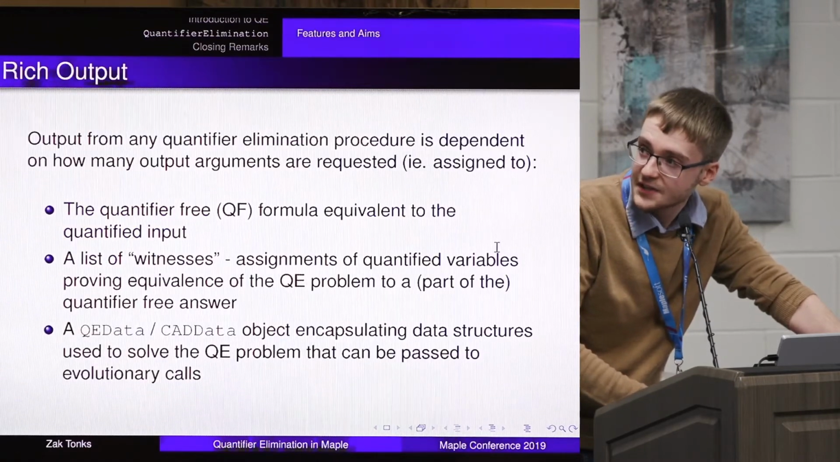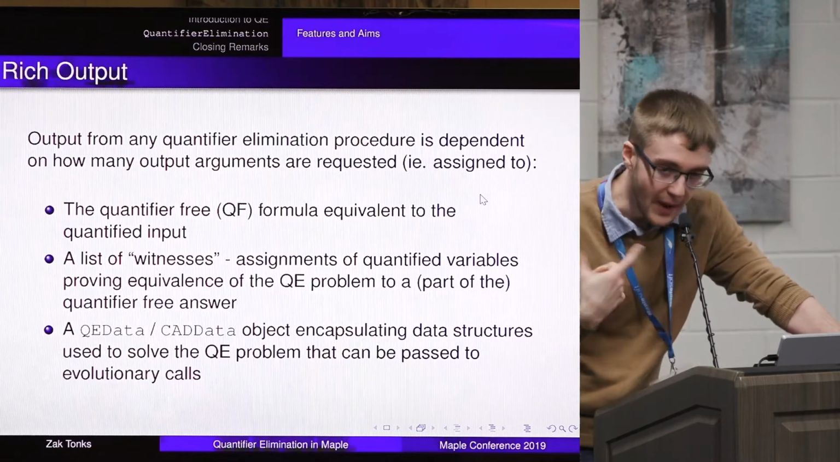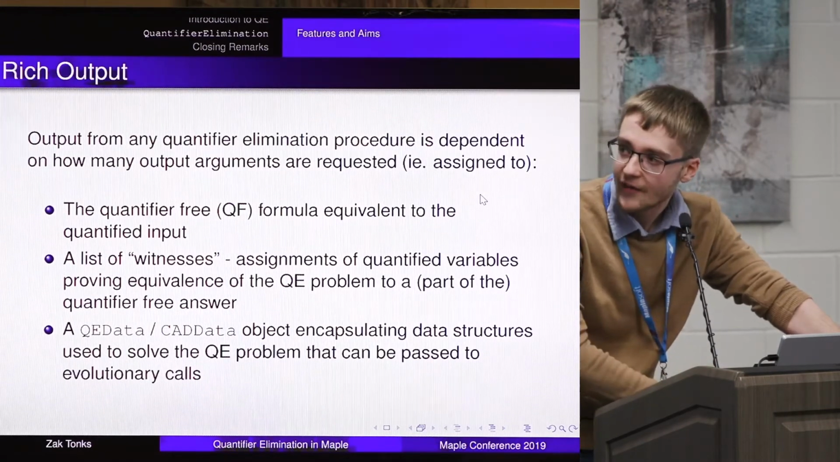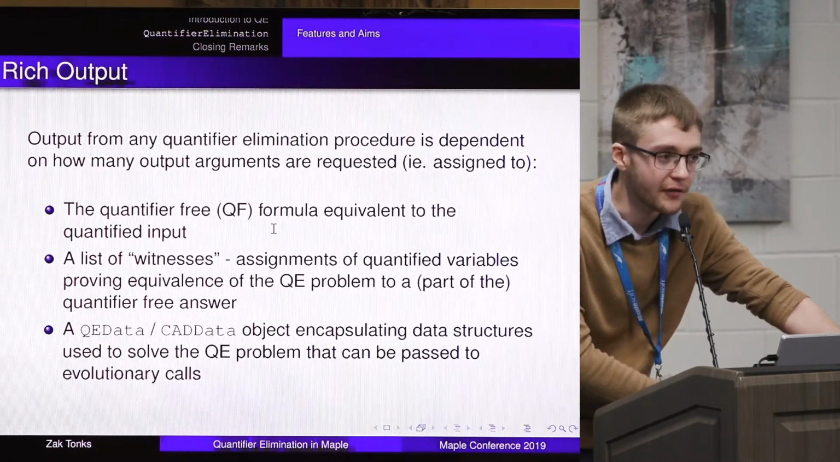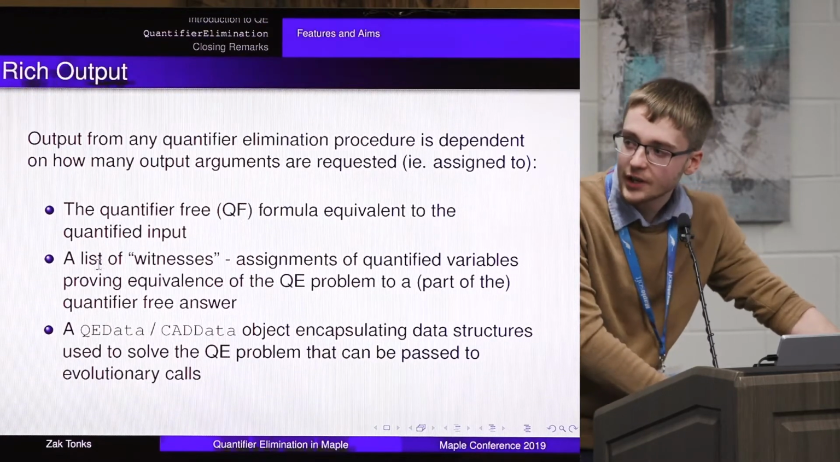Yeah, so the features and aims. So the output in particular depends on how many output arguments you request, really, right? So at the very least, if you call it with no arguments or just one argument, you just get the quantifier-free formula, right? And then if you ask for two, you get something called a list of witnesses.